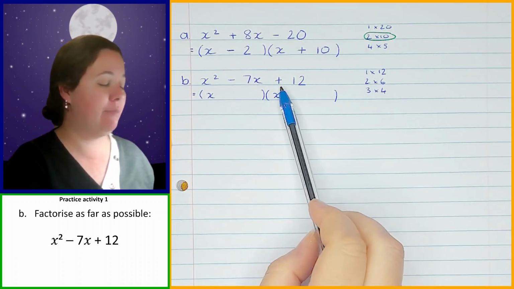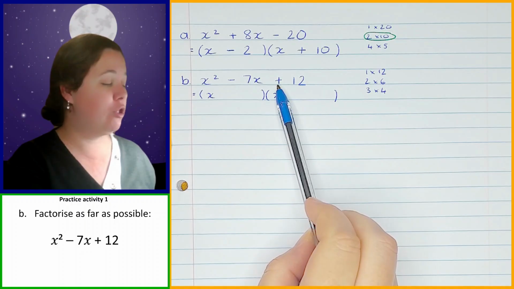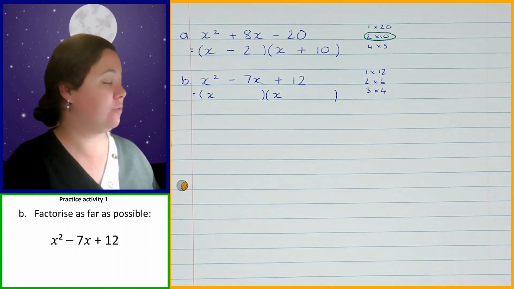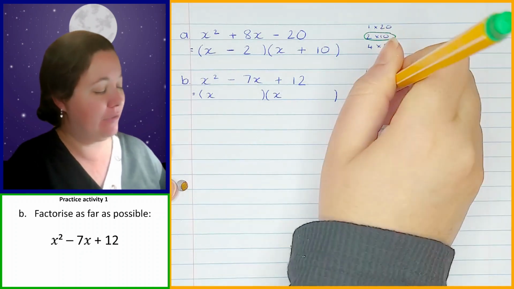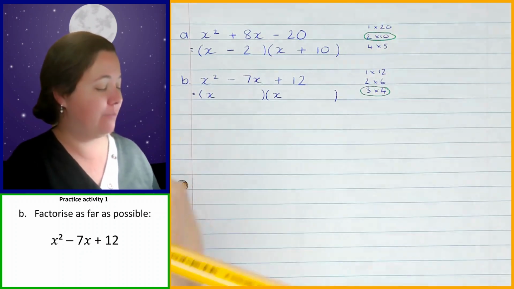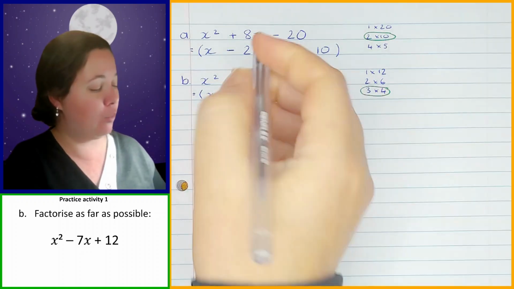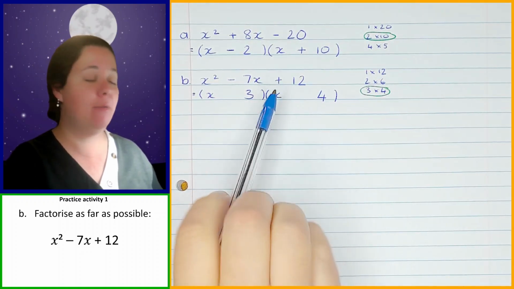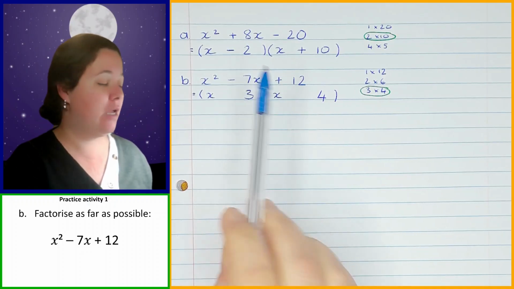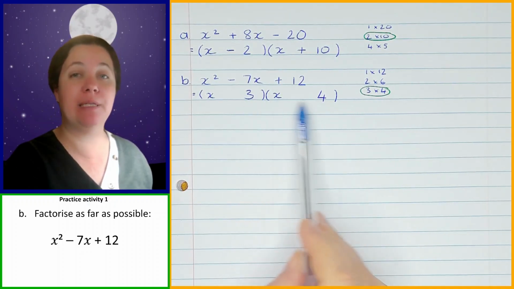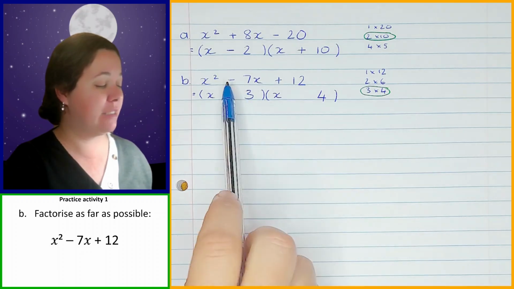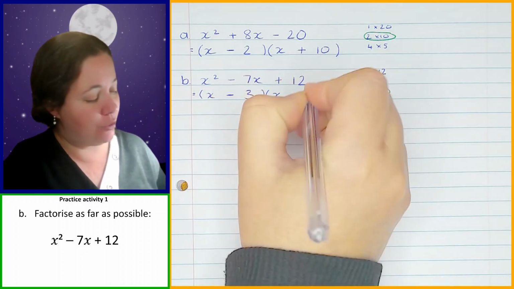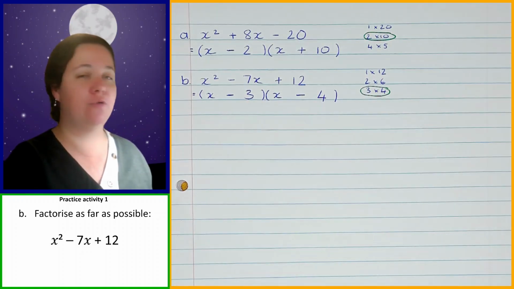Now, this time, my last term is positive, which means I need to be able to add a factor pair to get the middle term. So the pair that I can add to get 7 is the 3 times 4 over there. So I'm going to put 3 in one bracket and 4 in the other bracket. And then, because the last term is positive, the signs in my two brackets are going to be the same, and they both get the sign of the middle term. So that middle term is negative. So I'm going to have minus signs in both brackets. So that you should have got for that question.